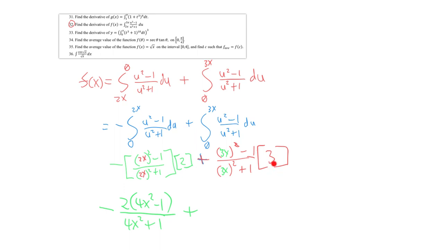Over here, we will have a similar sort of structure where it's going to be 3 times, in this case, 9x squared minus 1, and then that's all over 9x squared. I didn't really need the parentheses. Let's see, that's going to be all over 9x squared plus 1. So that is how you do that one.